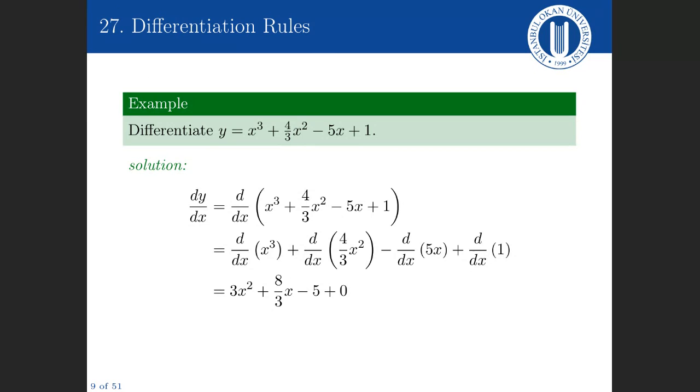For example, let's suppose we want to differentiate x cubed plus 4 over 3 x squared minus 5x plus 1. What we can do is take this function, and then using the sum rule, we can split this into 4 easier derivatives.